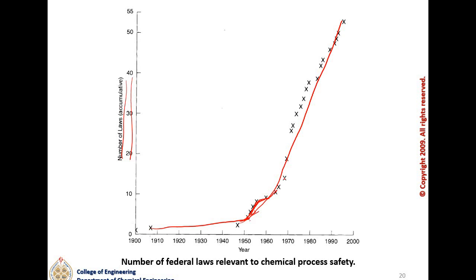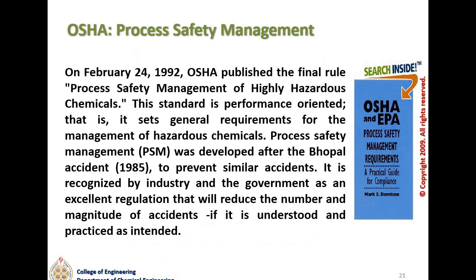But many explosions started happening, especially in the 70s. It jumped, and then the 80s also jumped again because there were also some problems there. It mainly started from the 1970s, really jumping very high. And imagine now the number of federal laws relevant to chemical process safety.